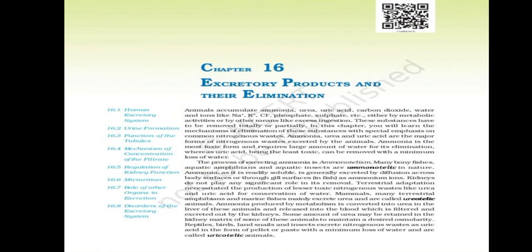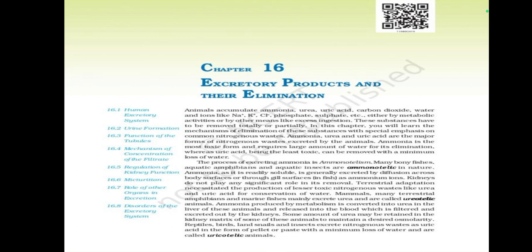हेलो फ्रेंड्स, 16 नंबर का हमारा चैप्टर है एक्सक्रेटरी प्रोडक्ट्स एंड देयर एलिमिनेशन। स्टार्ट करते हैं। Animals accumulate ammonia, urea, uric acid, carbon dioxide, water and ions like sodium, potassium, chloride, phosphate, sulfate, etc., either by metabolic activity or by other means like excess ingestion. These substances have to be removed totally or partially.